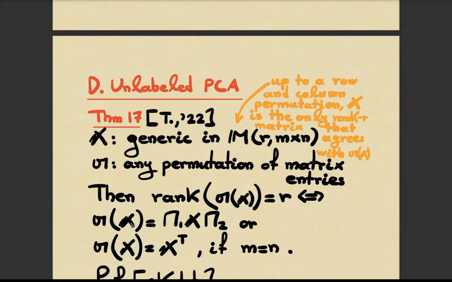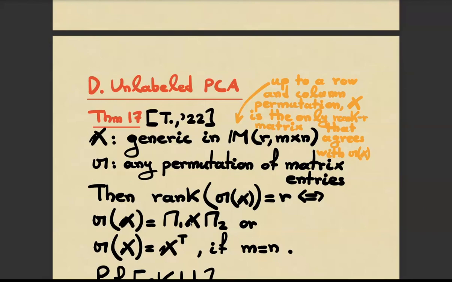So a brute force way of recovering X from its permuted version is to try all permutations. Start trying permutations. There are (m times n) factorial of them, so this could be a huge number, but start taking permutations. And the moment you find a matrix that has rank R, this is going to be a row and column permuted version of X.